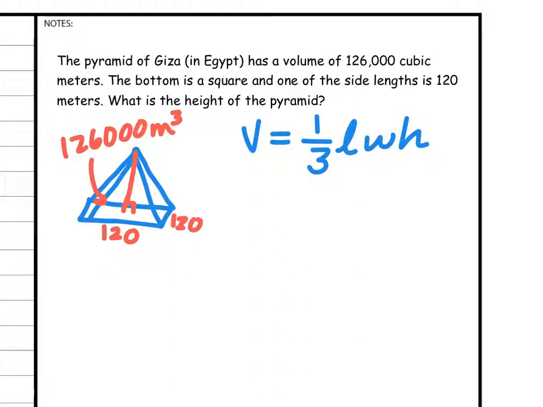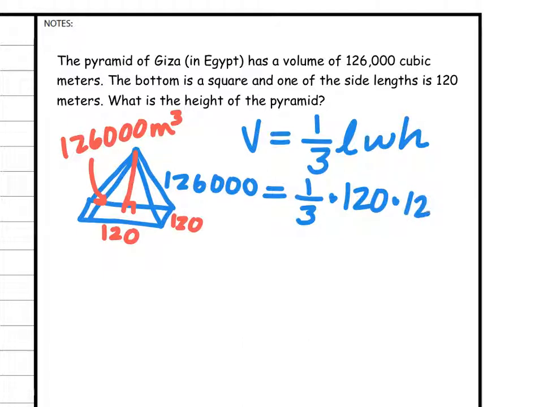Put all those into our formula. The volume is 126,000. So let's replace that where V is, because it's the volume. 1/3 stays. Alice, what should I put in for my length? 120. Yep, 120 times 120. Riley, what should I put in for my width? 120. And Sebastian, what should I put for my height? H. Thank you. Yeah, you don't know what the height is, so leave it as H. We're going to solve for H.